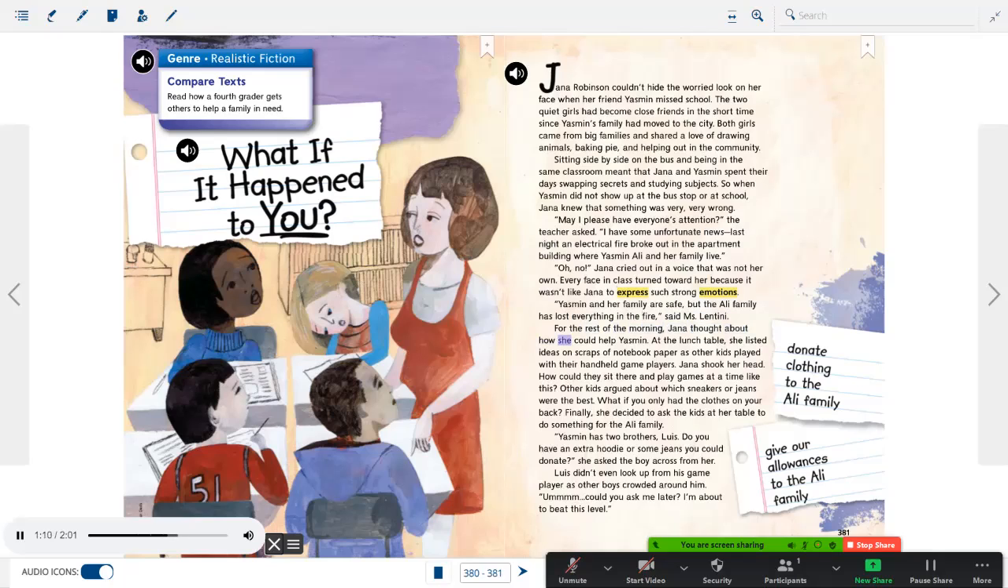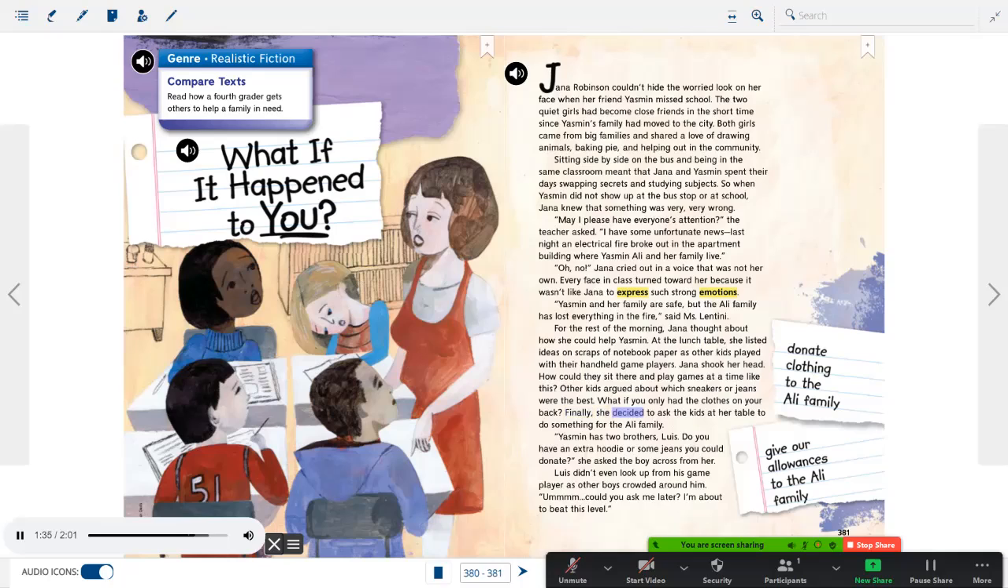For the rest of the morning, Jana thought about how she could help Yasmin. At the lunch table, she listed ideas on scraps of notebook paper as the other kids played with their handheld game players. Jana shook her head. How could they sit there and play games at a time like this? Other kids argued about which sneakers or jeans were the best. What if you only had the clothes on your back?